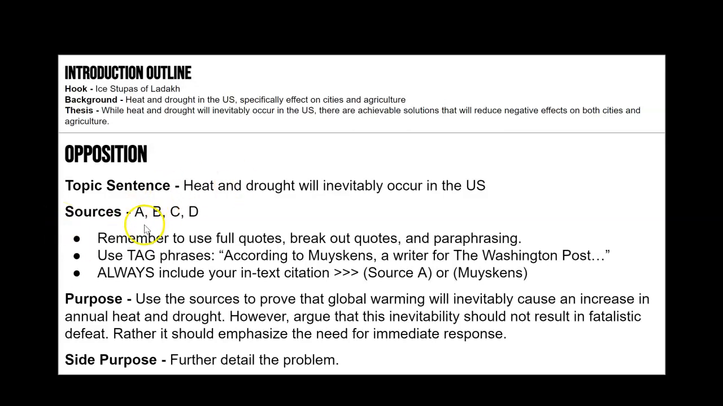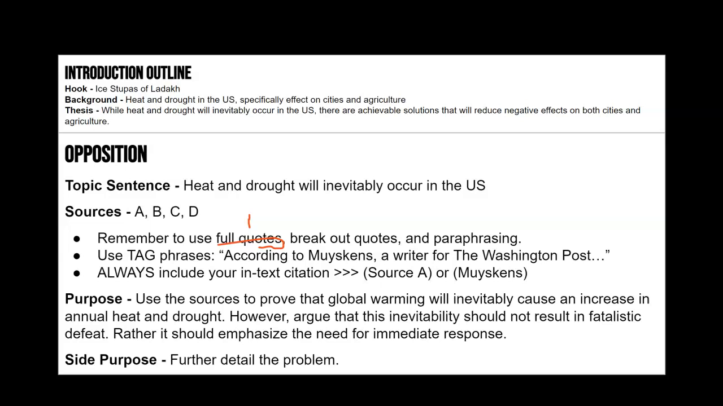And so we have the sources. When you use your sources in your paragraph, please remember to use full quotes, breakout quotes, and paraphrasing. You want to vary the way that you are utilizing your sources. Please do not have every single source be a full quote. That is not a good idea. You will spend so much time writing down full quotes that you'll run out of time to actually write the essay.